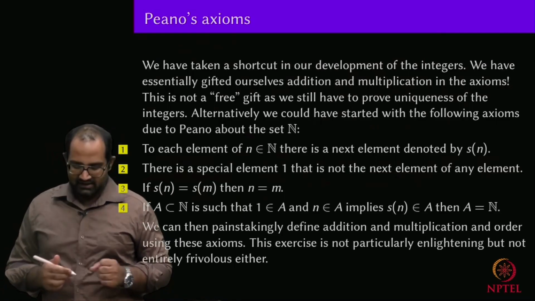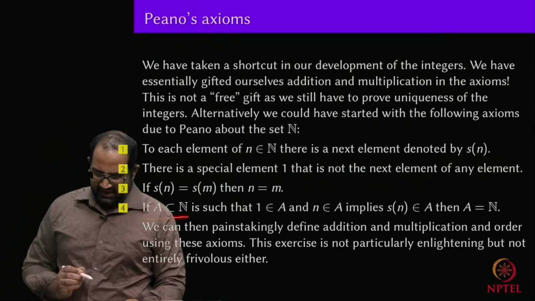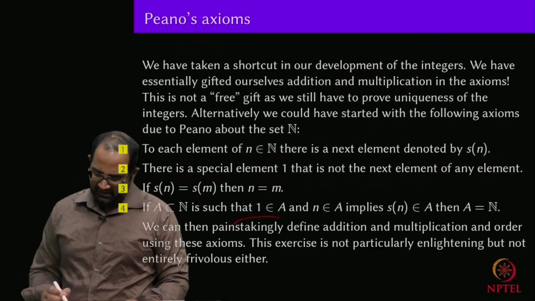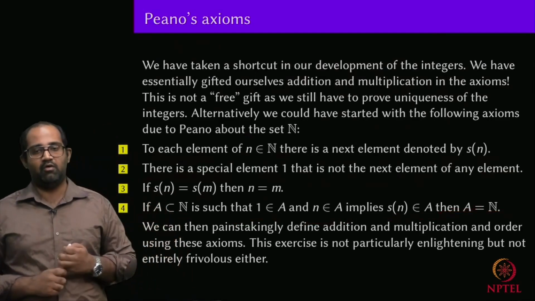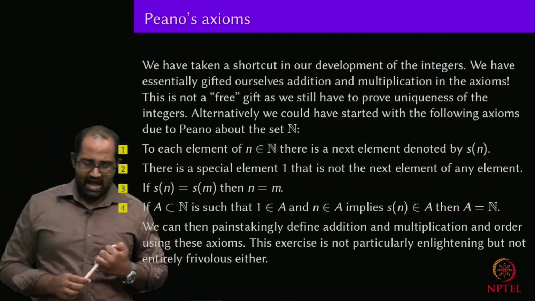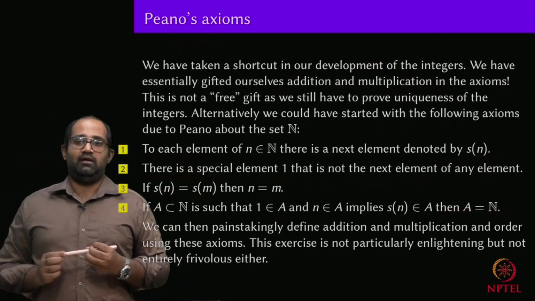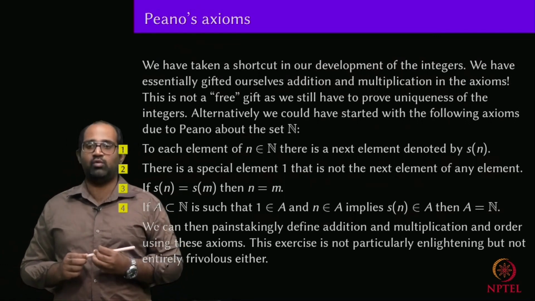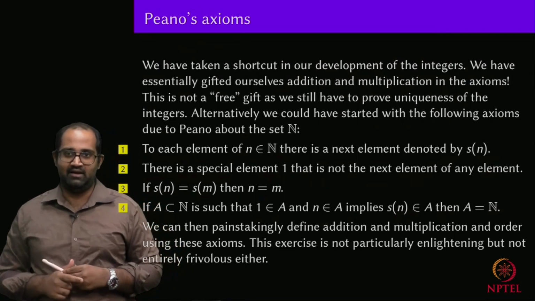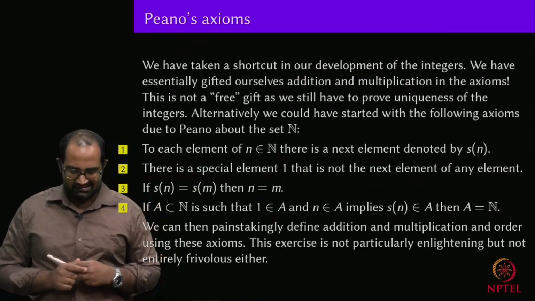Finally, we need something like the induction principle. If A is a subset of N such that 1 is in A, and n in A implies S(n) is in A, then A equals N. Okay. So, these four axioms characterize the set N uniquely. You can show that there is one and only one set N that satisfies all of this.